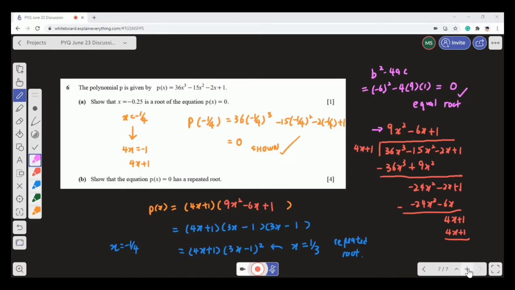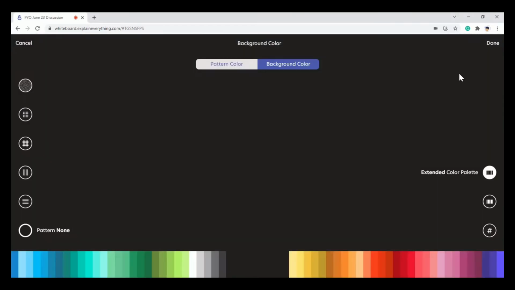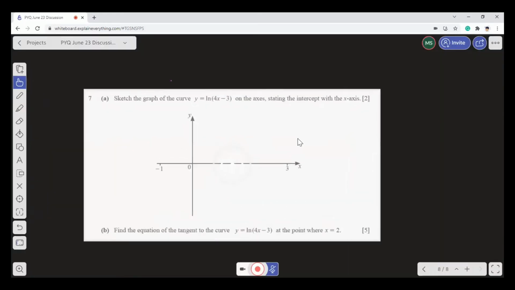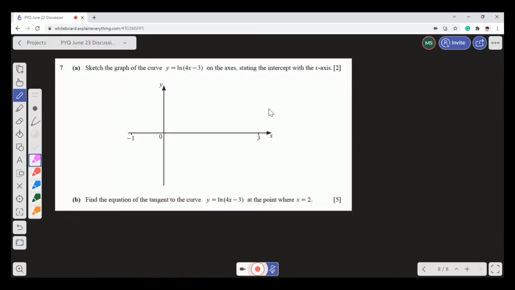All right, number 7. Sketch the graph of this, ln(4x minus 3), stating the intercept of the x-axis. Yen Tong, how to find the x-intercept? Make y equal to 0. Y equals 0. All right, then 0 equals ln(4x minus 3).